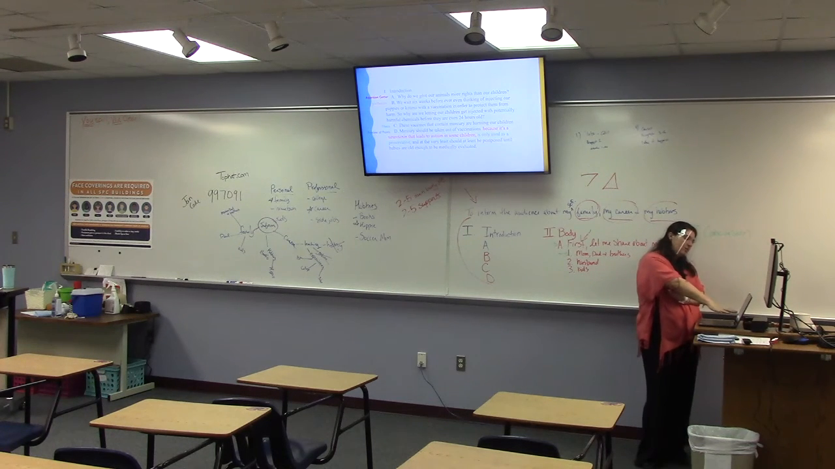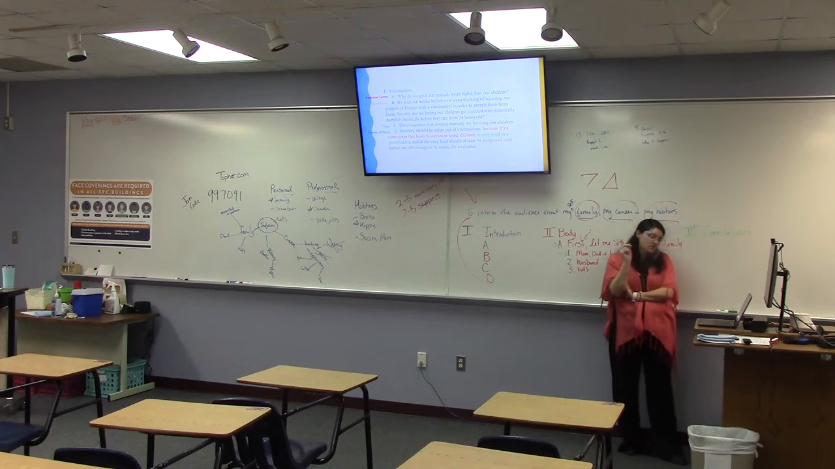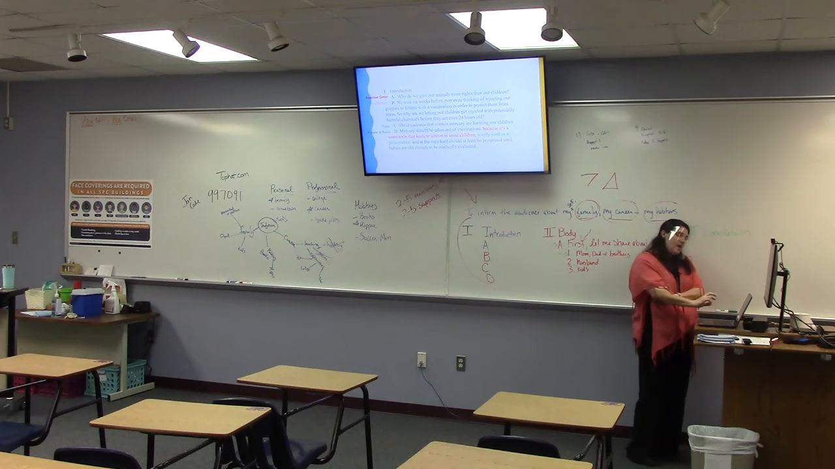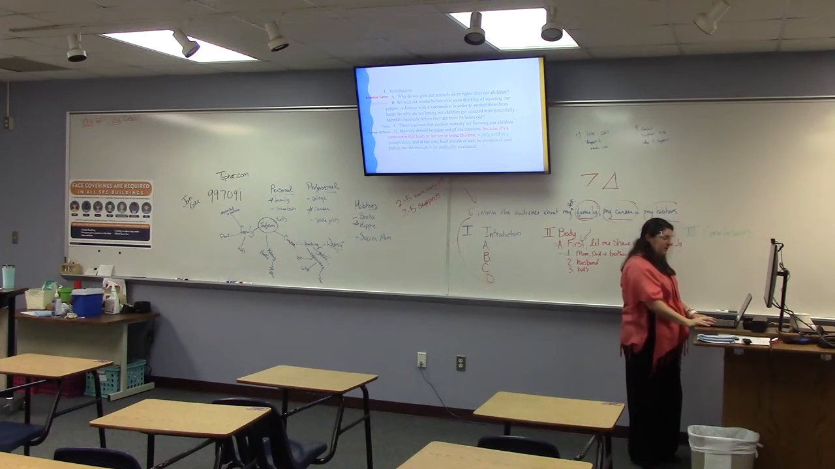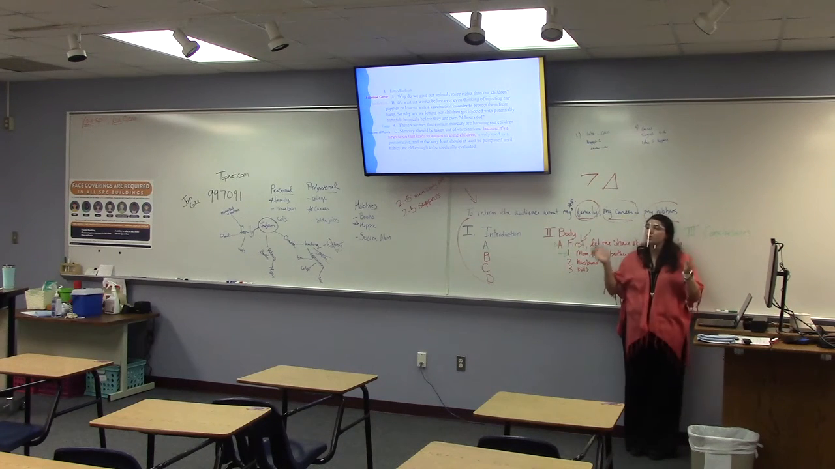These vaccines contain mercury that are harming our children, and then preview points. Mercury should be taken out of vaccinations because it's a neurotoxin that leads to autism in some children. It's only used as a preservative, and at the very least should be postponed until babies are old enough to be medically evaluated. Do we know what point she's going to cover?